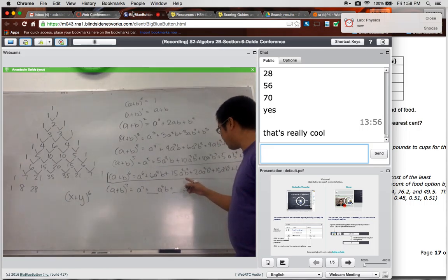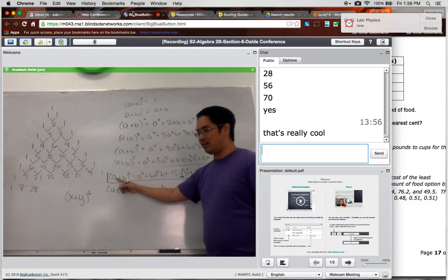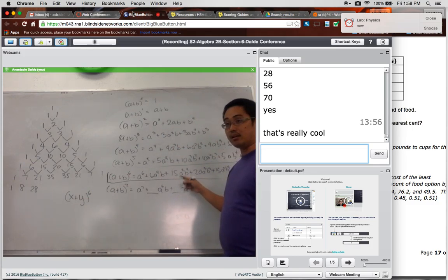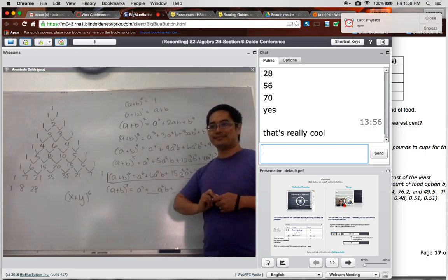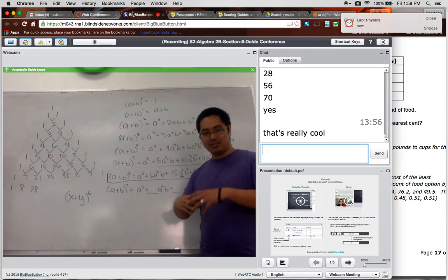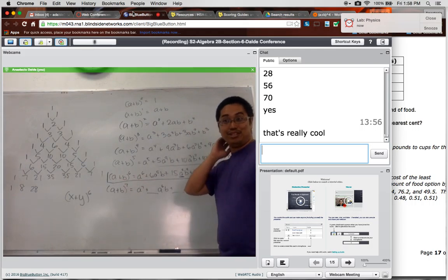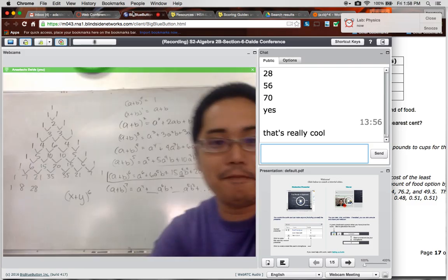So the x to the 4th power would be this one right here, because I have an x and a y instead of an a and b, so it's the a to the 4th power. So what's the number out in front? 15. That's the answer. Cool? There's the trick that I thought was really cool. Pascal's triangle, one of my favorites.